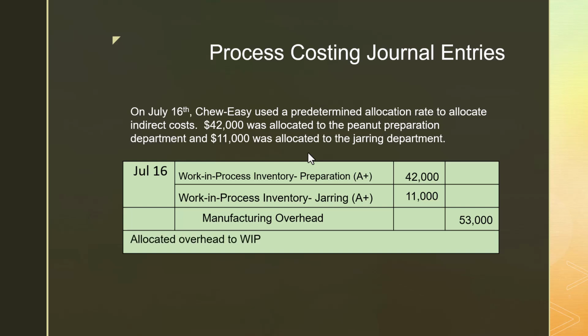And here we allocated overhead to our WIP, to our work in process. At this point in time, Chew Easy Peanut Butter has all of the costs that were related to work in process inventory on the books. All of the material costs and all the conversion costs, our labor and our overhead, are in WIP, but they can't stay there because not all of it is tied up in WIP during the period. Costs got transferred from one department to another. Some units got finished and costs got transferred out of our WIP inventory to finished goods, so we need to record a couple entries to account for that.